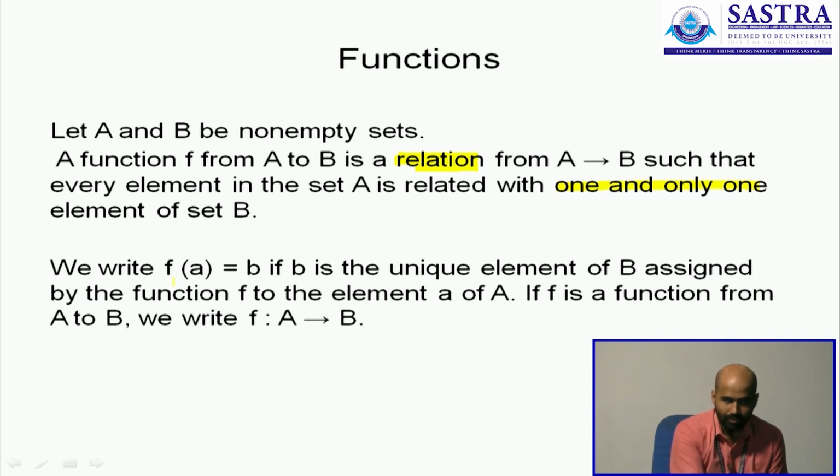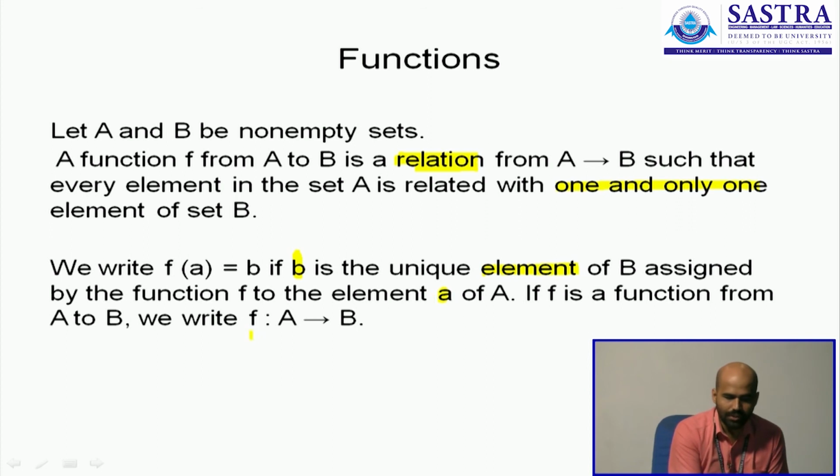And if you have f of A as B, B is the unique element assigned to A, because I told you only and only one, you can't have two elements assigned, so the assignment is unique. For A, the assigned element is always unique. A can be assigned only one element, so that unique element is what you call B.